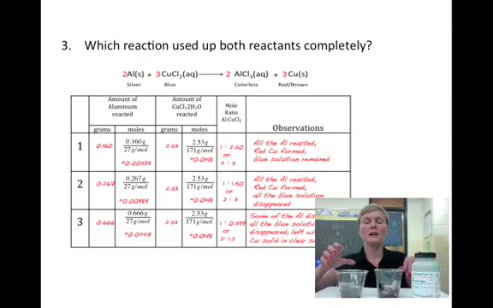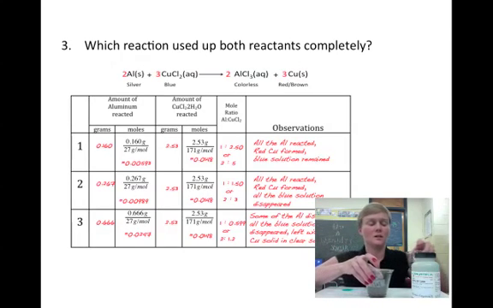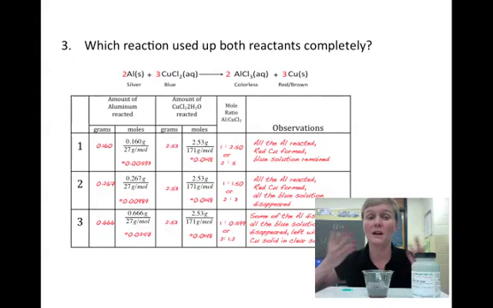Question 3. Which reaction used up both reactants completely? Pause me, think about it, write down your answer, and then come back. Okay, if you said 2, you're correct. So there's no blue and there's no aluminum, so everything was used up.